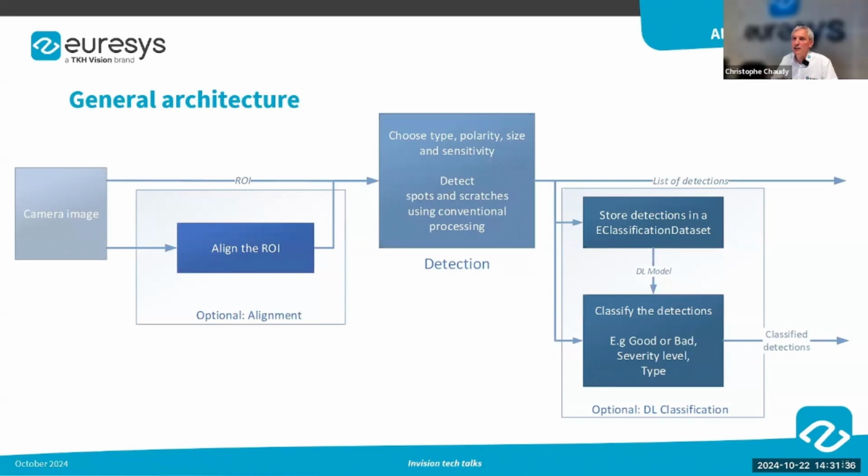So that's the general architecture of EasySpotDetector. From a camera image here, you can perform the extraction of the region of interest. And then here we extract the spots and scratches using what we call conventional processing. So it's a really fast way to extract candidates. You can set up the polarity: is it an object that is darker or lighter than the background? You can express some constraints on the size, the sensitivity and the shape of the object. Then if you need to, you can submit these candidates to a deep learning classifier. And there are several applications to that. I will get back to this subject later.